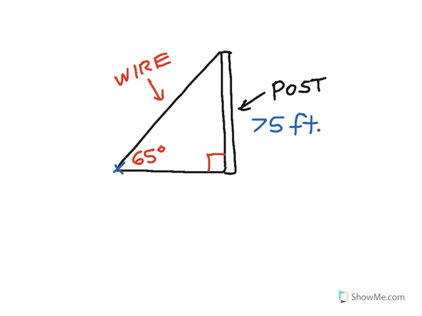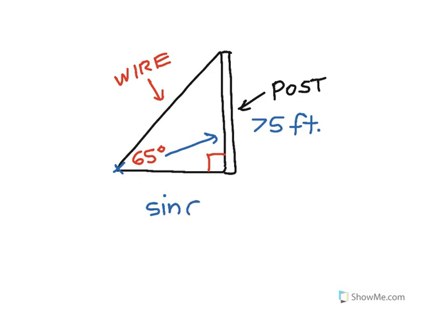So with respect to the 65-degree angle, the wire represents the hypotenuse, and the 75-foot length post represents the side opposite the 65-degree angle. So opposite and hypotenuse tells me I would use the sine function. And this is basically just a matter of identifying what's the easiest ratio to use based on what I'm given. So I know opposite, and I'm trying to find hypotenuse, and I know the 65-degree angle.